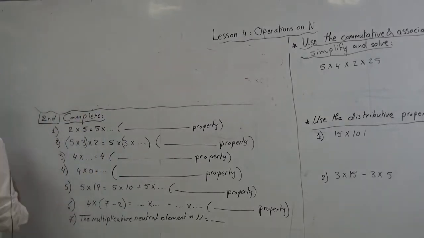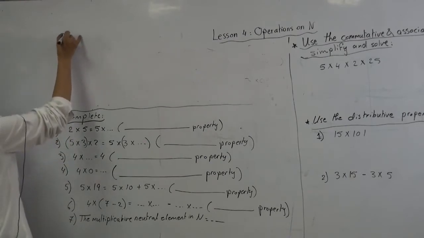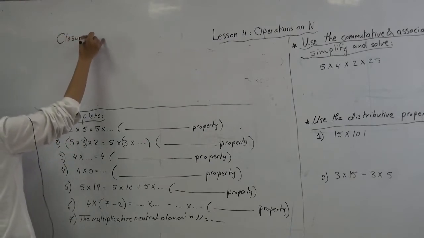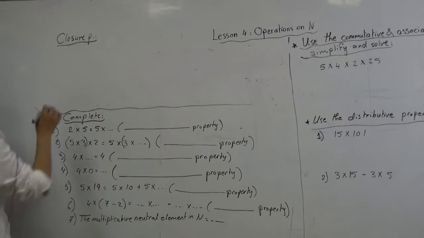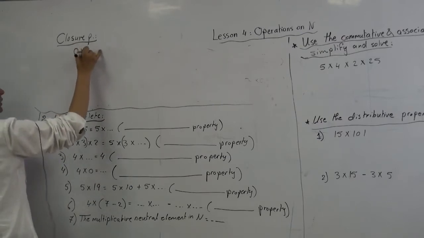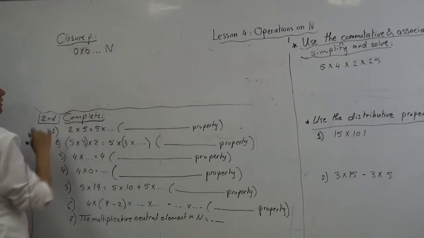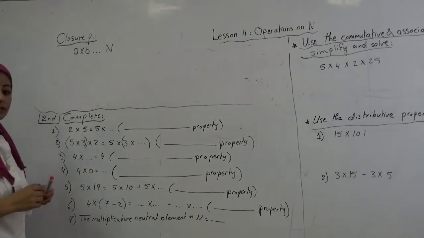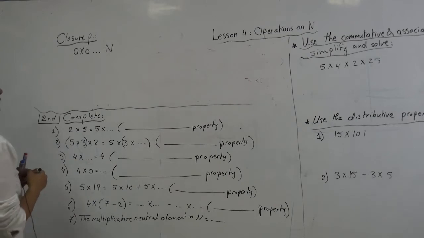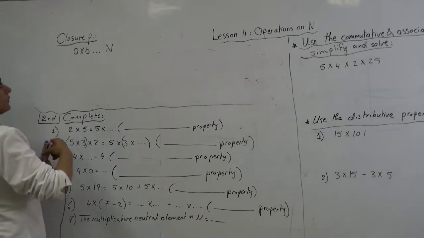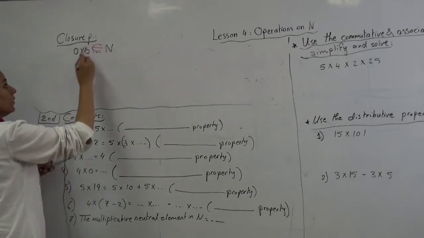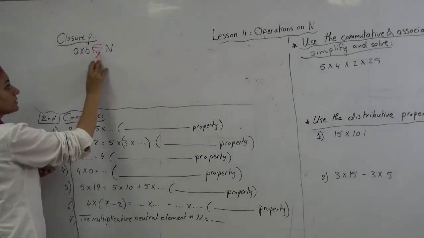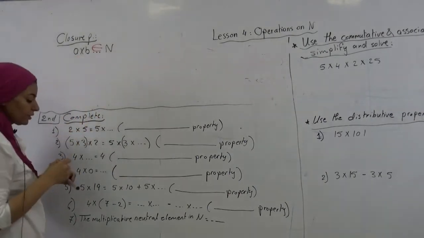Let's see the properties. The first property we have is called the closure property. Closure property means if you multiply any 2 natural numbers, the answer is a natural number. That means that natural numbers are closed under multiplication. It has no other solution, where we are going to write belong. When we multiply any 2 natural numbers, the answer will be a natural number.